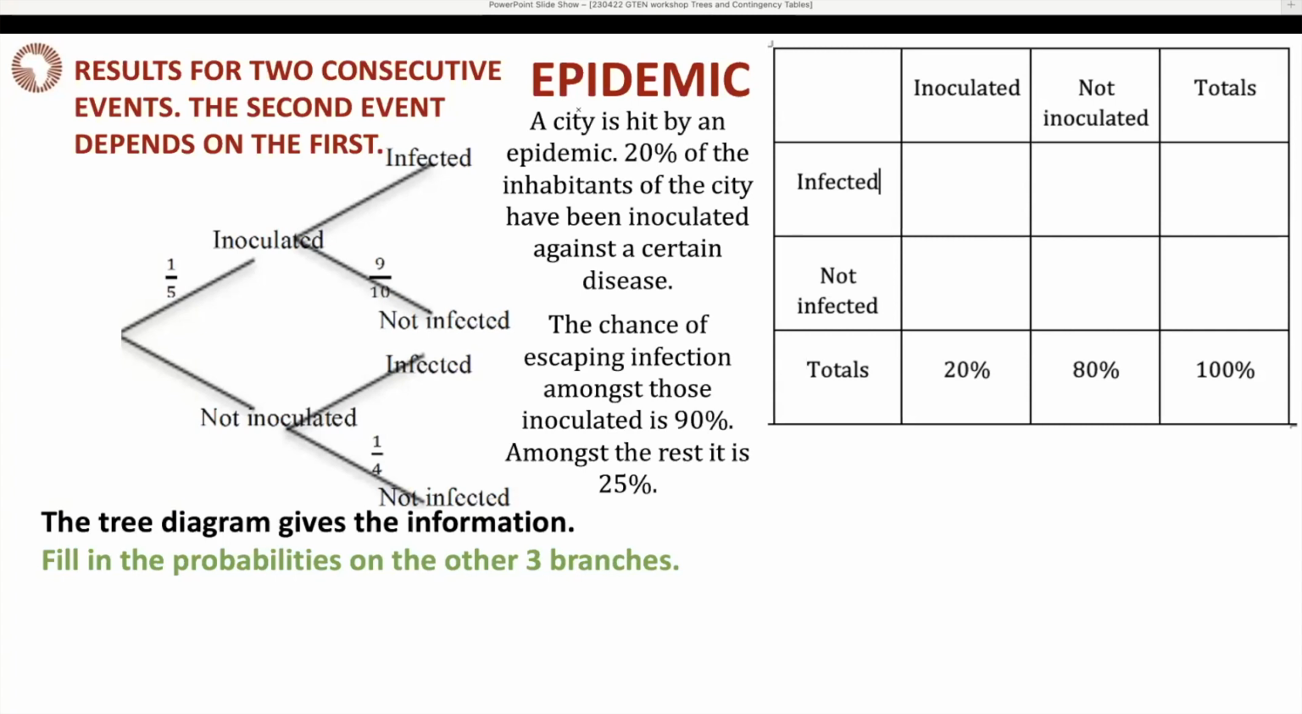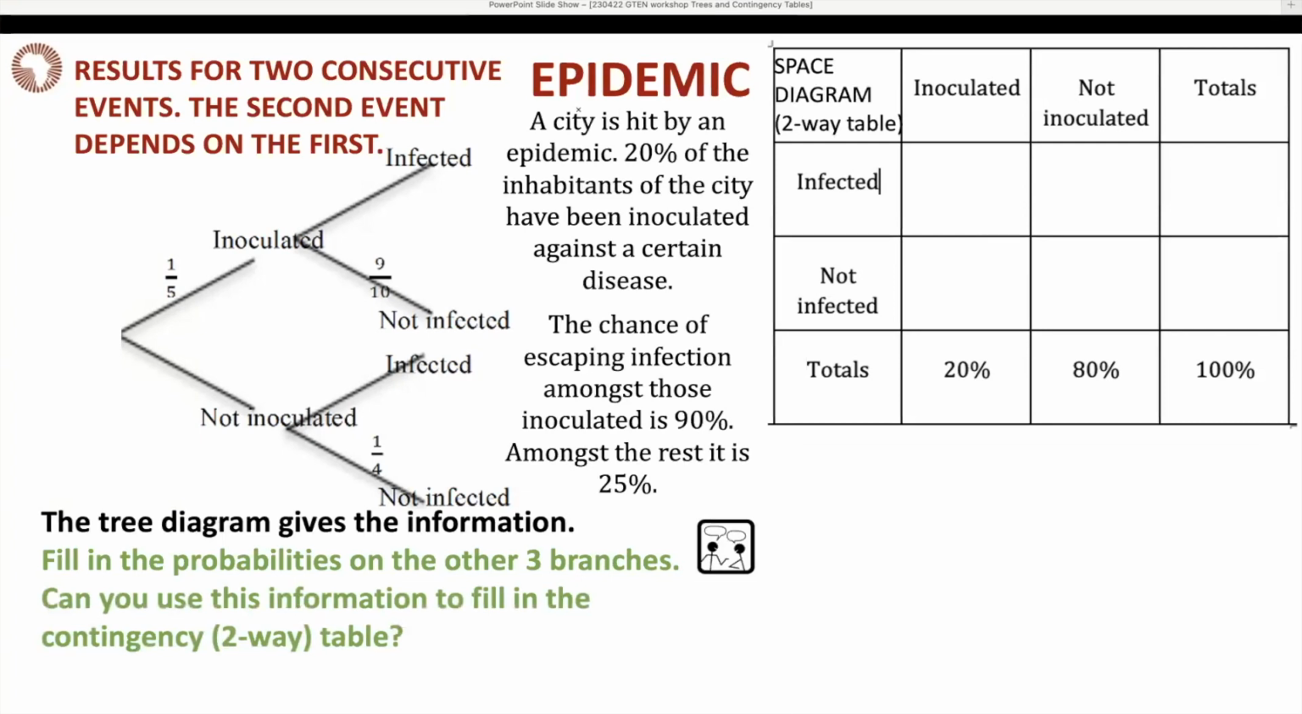Inoculated and infected, or inoculated and not infected. There are two boxes there. And if they're not inoculated, then they can either be infected, third box, or not infected, fourth box. And then you'll see round the edge of that is places to put the totals, and it should all add up to 100%. And we're using percentages here, but you can equally well use fractions or decimals.